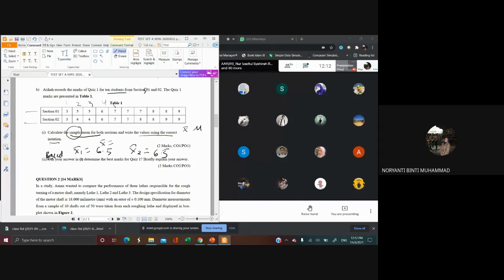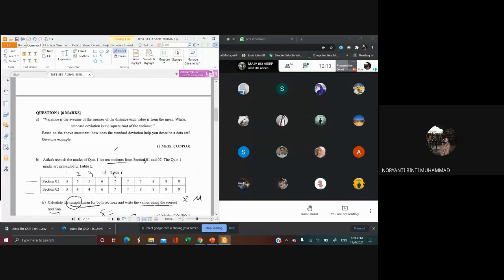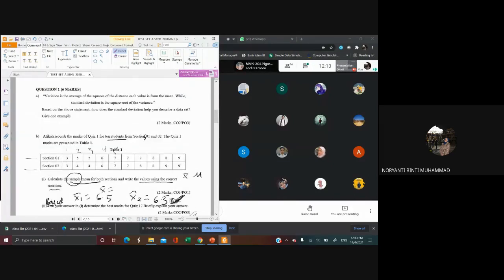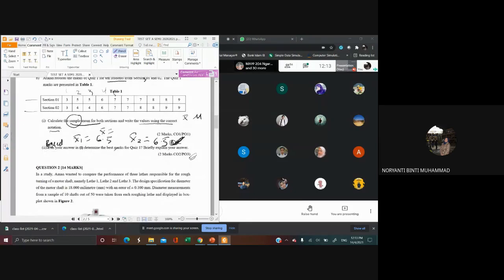So question 1 is just knowledge. But for this question, you need to relate what knowledge you have. But be clear, when the mean gives the same value like this, we cannot choose which one. But we can use standard deviation and variance to determine the best mark. All right, is question number 1 clear? Question 1 is mostly about your understanding, your knowledge.